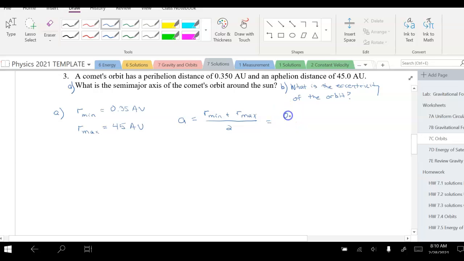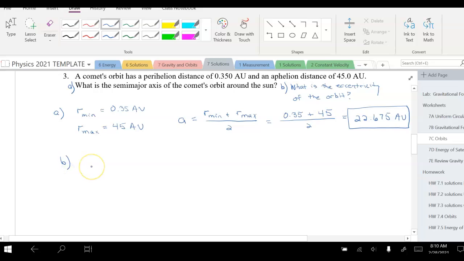So I've got 0.35 is r min, 45 is r max, and so the semi-major axis here is going to be the 45.35 divided by 2, which is 22.675 astronomical units.